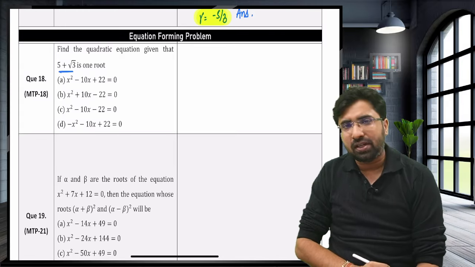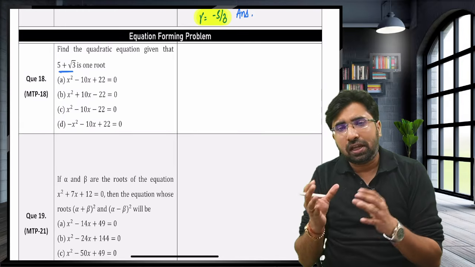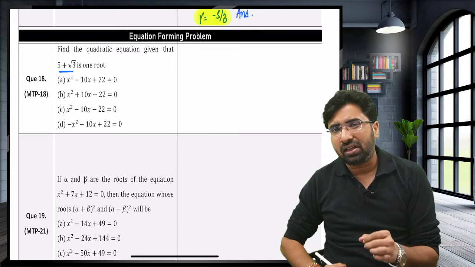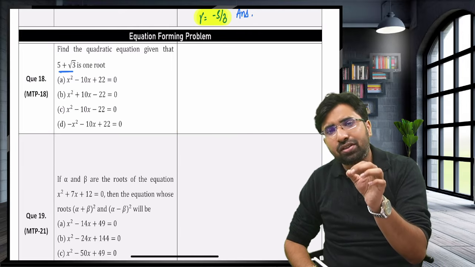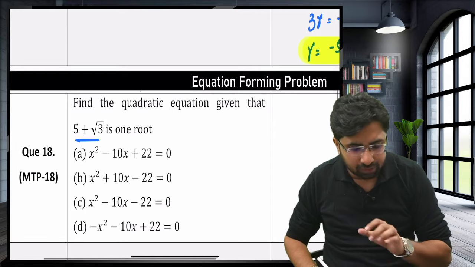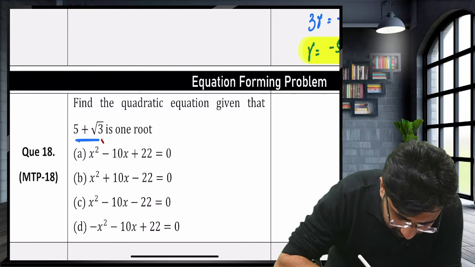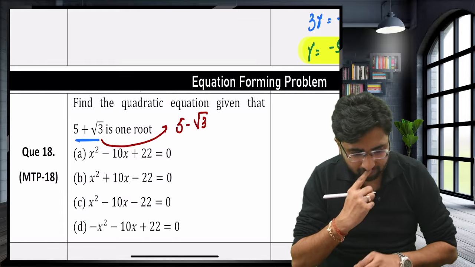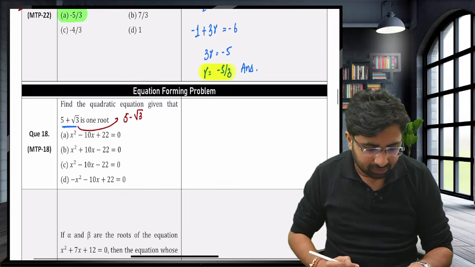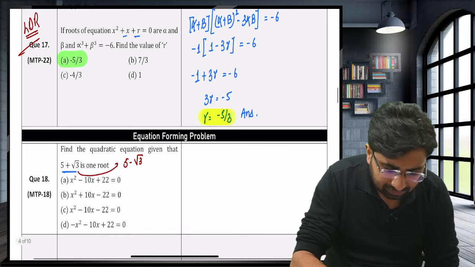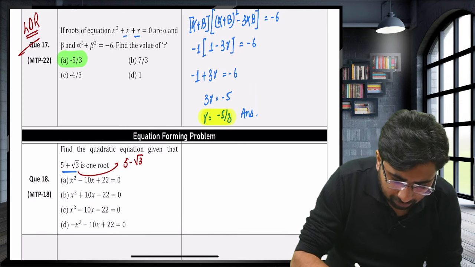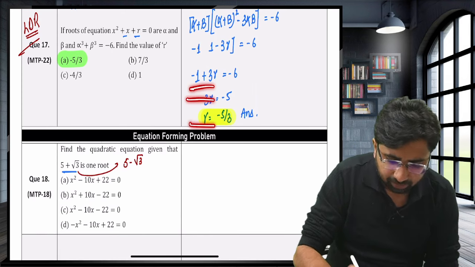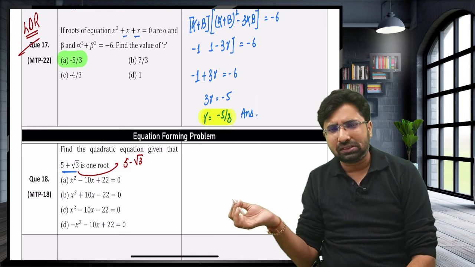One root is given, another root is not given, but everybody knows when the roots are irrational, they are always in conjugate pair. If one root is 5 root 3, it means another root is 5 minus root 3. Let's form the equation, guys. Yes, you can cancel the minus from here only also, but by mistake I have opened the bracket. So whatever approach you do, answer will be same.